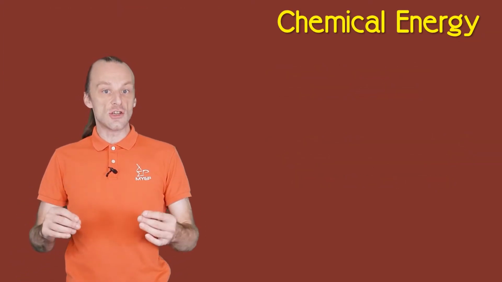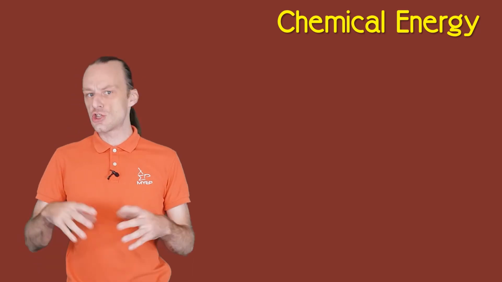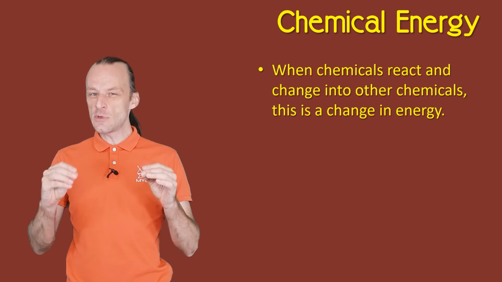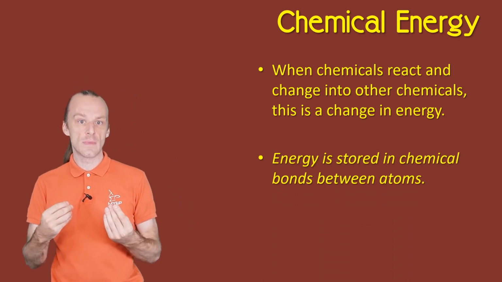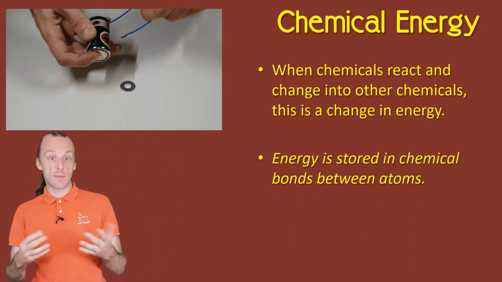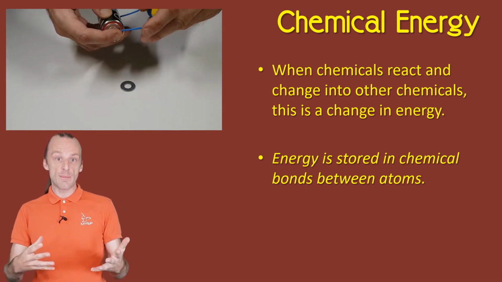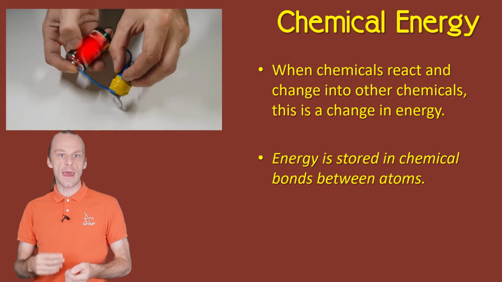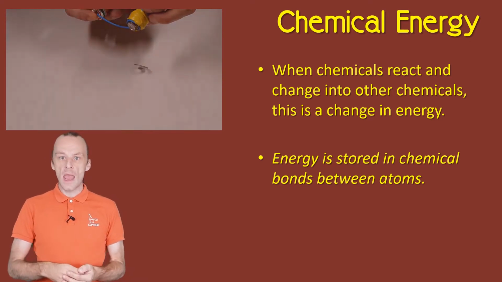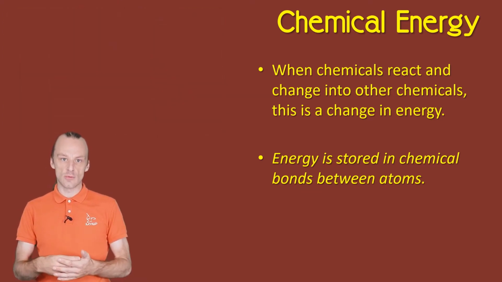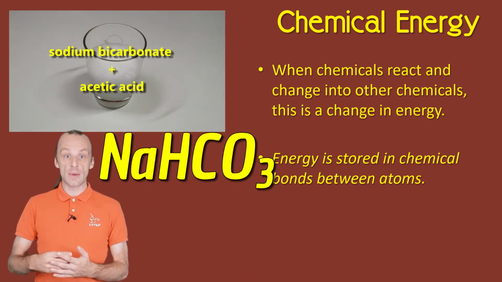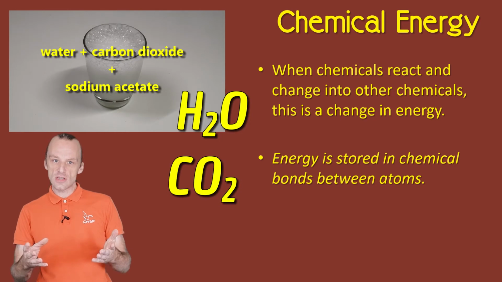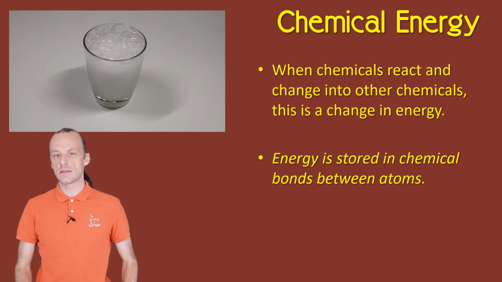Chemical energy changes when materials react and change into other compounds. Energy is stored in chemical bonds between atoms. Inside this battery is chemical energy. When I connect the battery to the electromagnet, it starts to change into electrical energy that makes the magnet work. Here is another common chemical reaction. The sodium bicarbonate reacts with acetic acid to produce water, carbon dioxide, and sodium acetate.